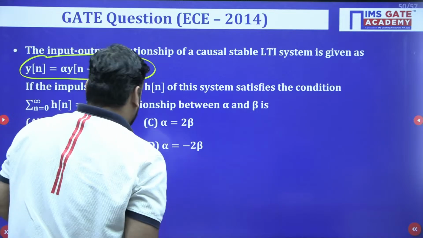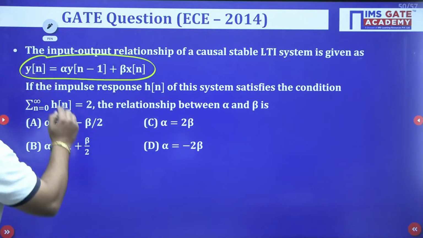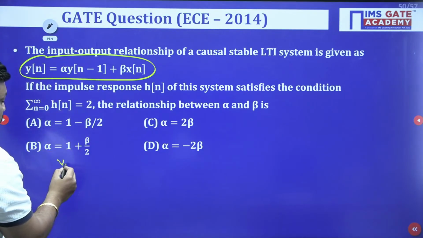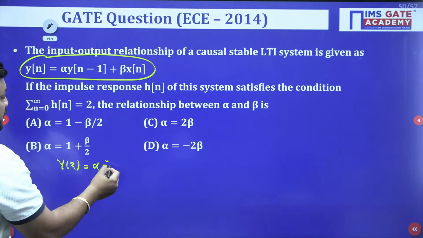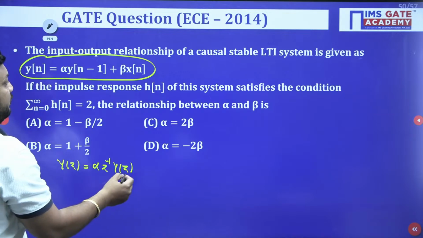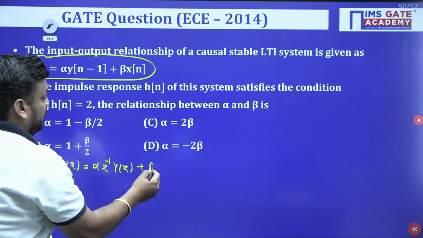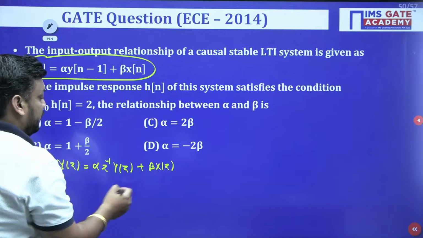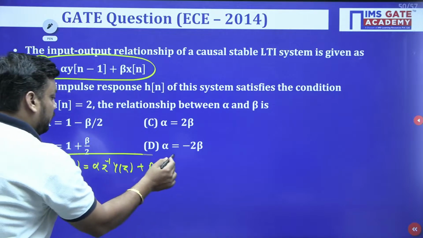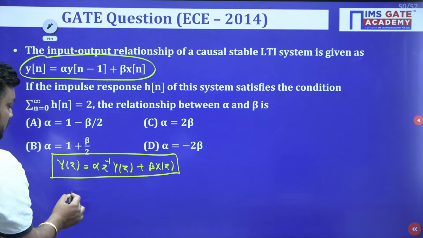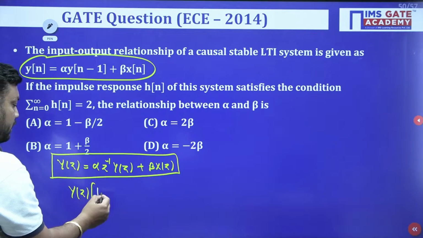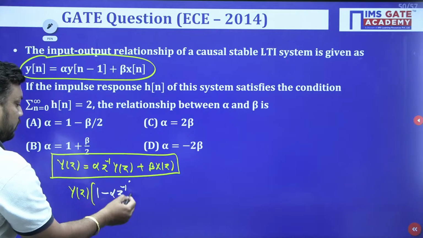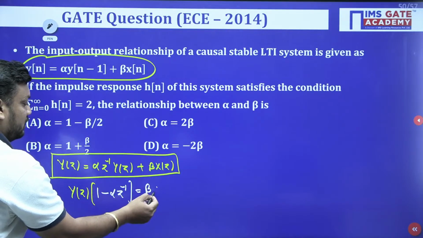So student, if I take the Z transform on both sides, Y of Z will be equal to alpha Z inverse Y of Z plus beta X of Z. If you take Y of Z common, then what is left inside the bracket is 1 minus alpha Z inverse, and that is equal to beta X of Z.